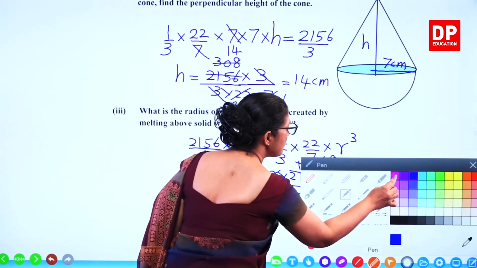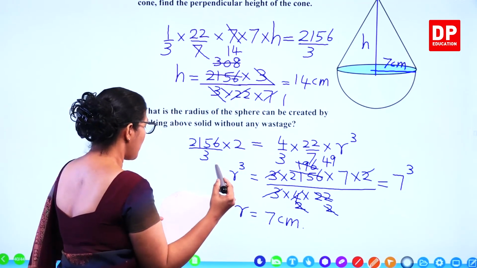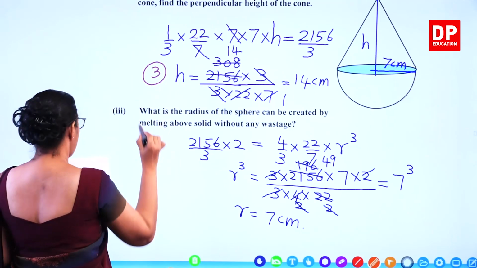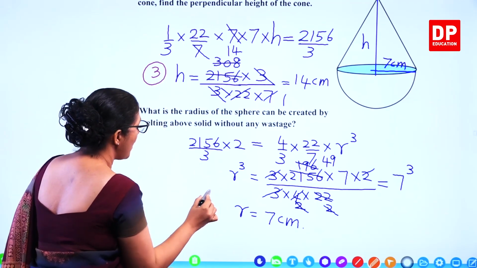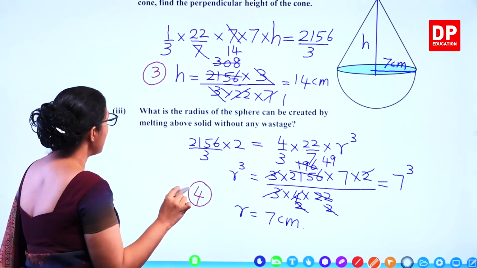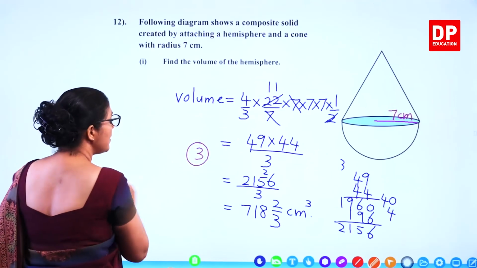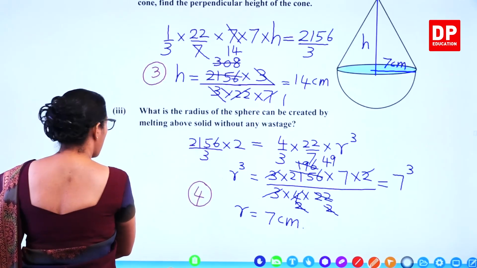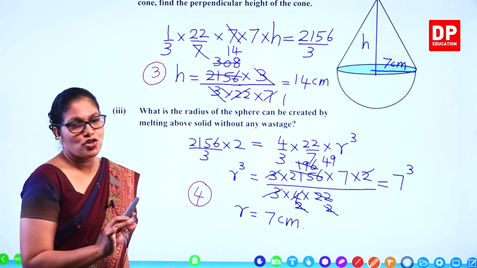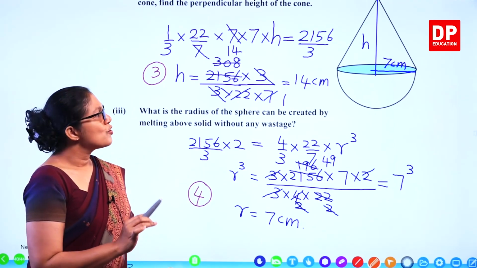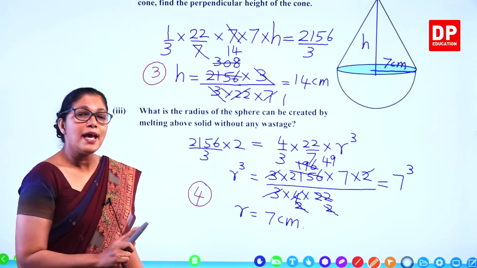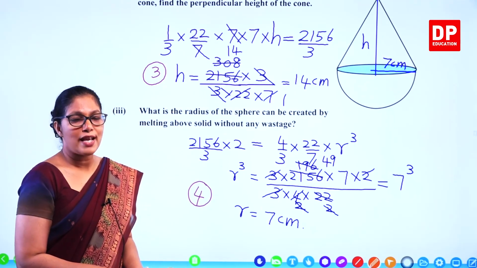So how many marks? You are getting 3 marks for finding perpendicular height and 4 marks for finding the radius. So altogether we give 4 plus 3 is 7 and 3, 10 marks for that question. So we completed all 12 questions in paper 2. So my advice is you do the paper and then watch my video to check your answers.